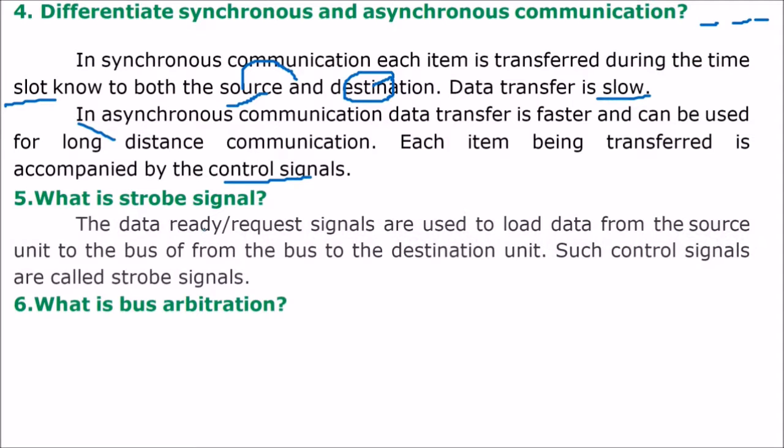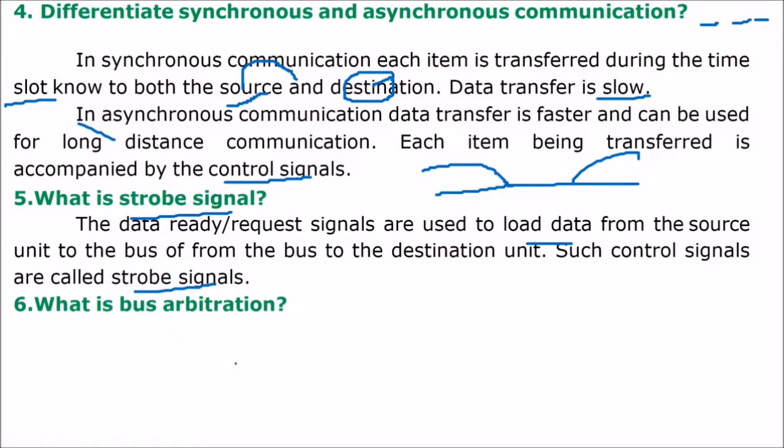What is a strobe signal? The data ready and request signals are used to load data from the source unit to the bus, or from the bus to the destination unit. So if this is a bus loading the data and taking out or accepting the data, this is where the strobe signals come into the picture. Such control signals are known as strobe signals.